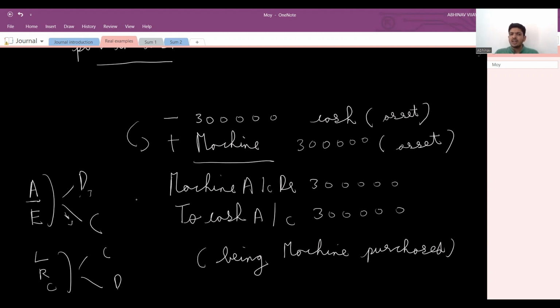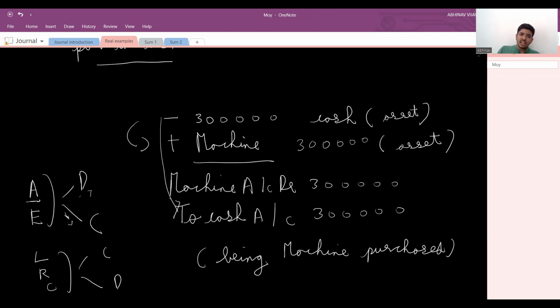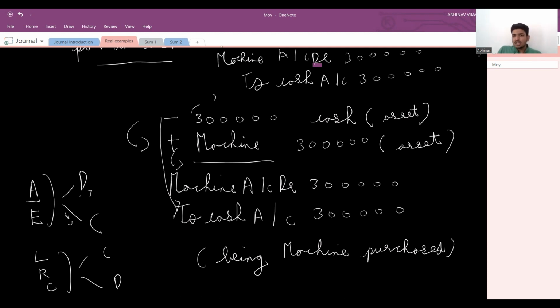This is the entry. Now, the reason I solve the entry in this way, by first taking cash, first writing the credit entry, then writing the debit entry, is for you to get something clear in your mind. You can do it in any order. You could have even done machinery increases. So machine account debited 3 lakh rupees to cash decreases. Cash is an asset. Since machine also is an asset, cash also is an asset. Machine increases so debited. Cash decreases so credited 3 lakh. This can also be done.